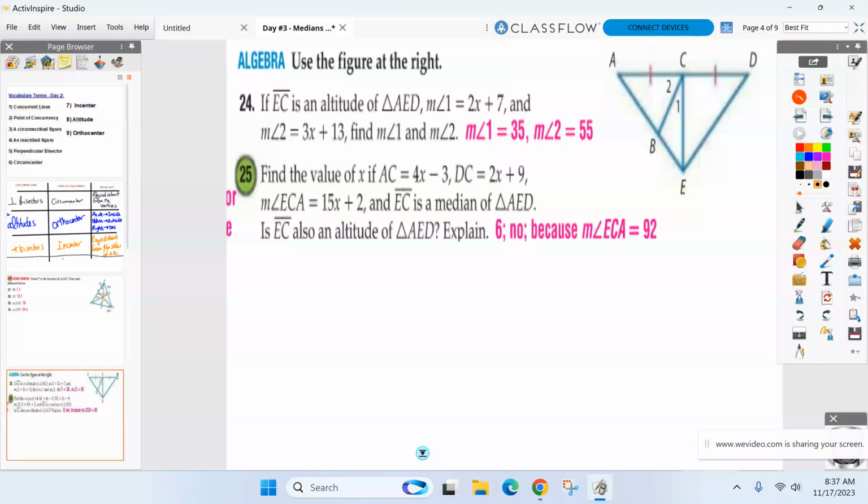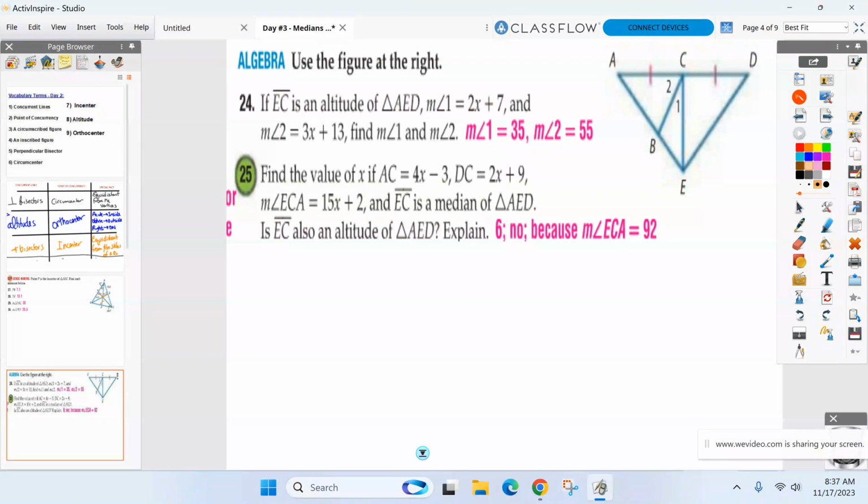What should I know about an altitude? It does come from a vertex. The more important part is what happens on the other side of it. Perpendicular, so that means it forms a what? You said it was perpendicular, and I'm asking you, what does perpendicular mean? It forms a 90-degree angle.